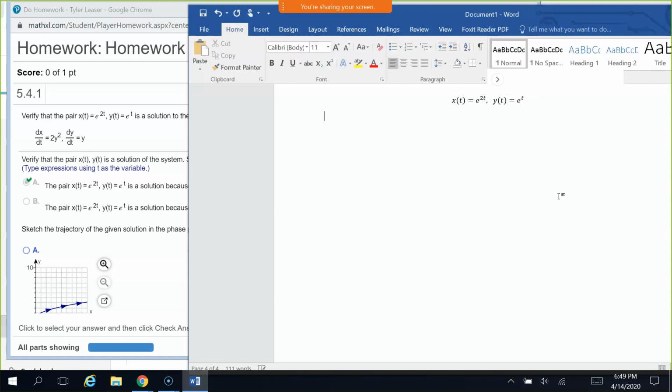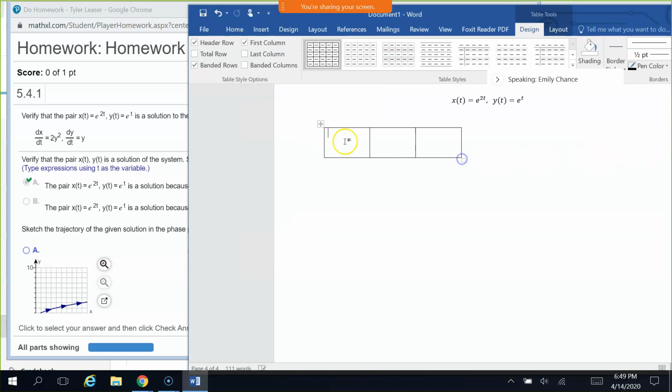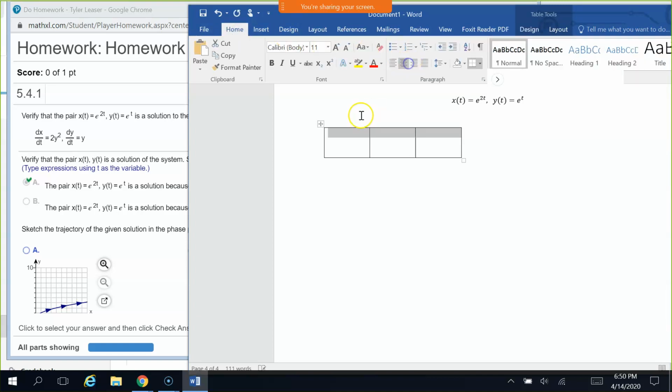So let's get a table with 3 columns, and we're just going to plug in different t values, and we're going to get different x and y values. All right, so my first column will be t's, my second x's, and my third column will be y's. So let's just start at 0. If I plug in t to be 0, x is going to be e to the 0, which is 1. Y is going to be e to the 0, which is 1.